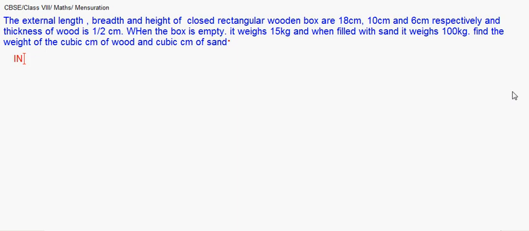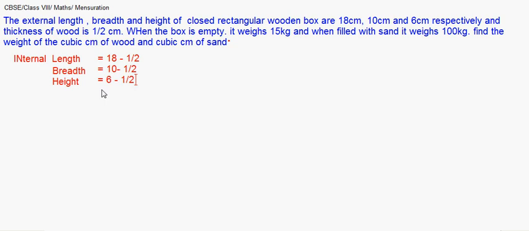In the internal length here we'll calculate. Then we will calculate the internal width. I'm not writing the internal here again, so it's simply internal length, width and the depth, or the height we can write. Yeah, so outer length was 18, so this will be 18 minus 1/2. Similarly, width will be 10 minus 1/2, and height will be 6 minus 1/2, right?